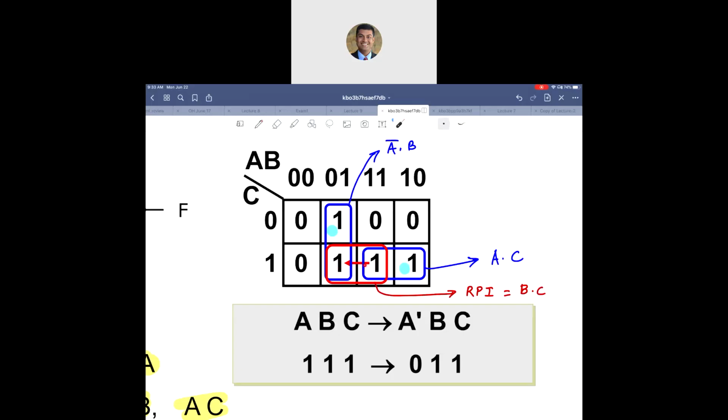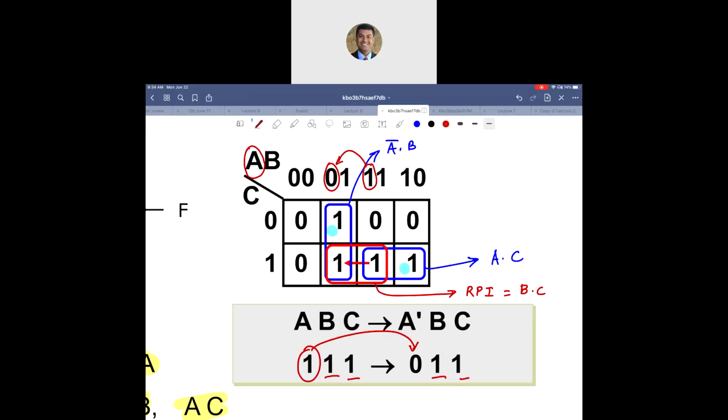What is happening here? From this to this, A changes from 1 to 0. We have already seen this. For SOP, the accidental zeros can happen only when the input variable changes from 1 to 0 and not the other way around. So when A changes from 1 to 0, while B and C are 1, 1. Why is it 1, 1?